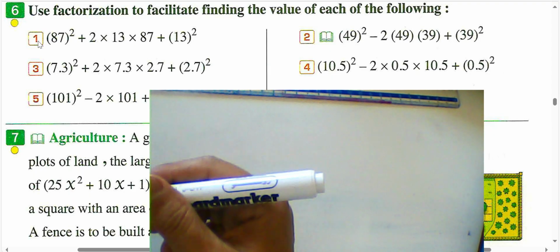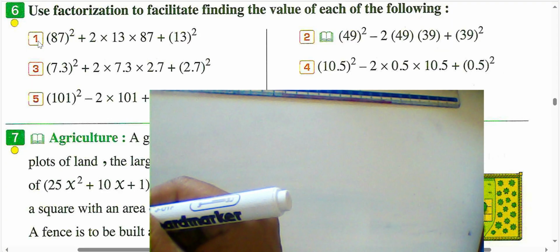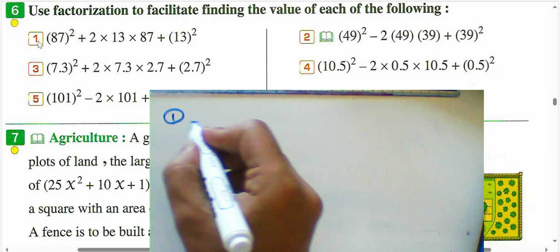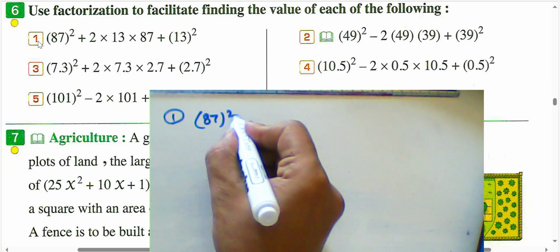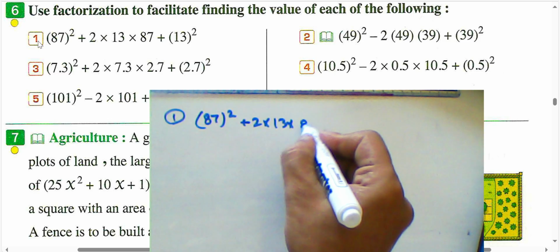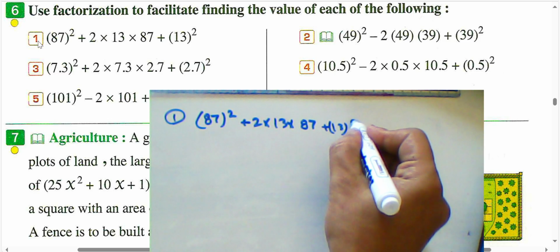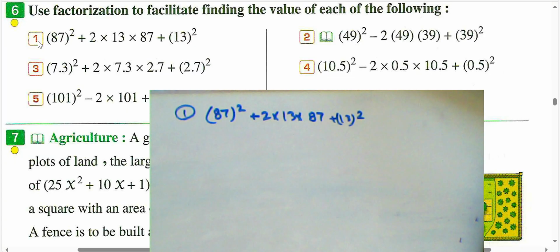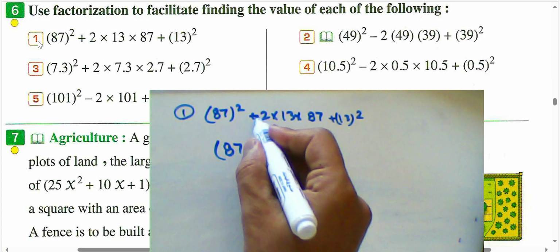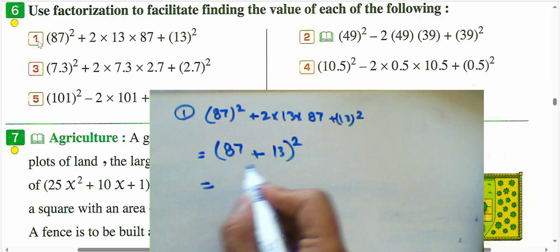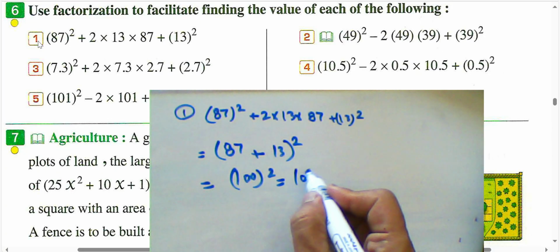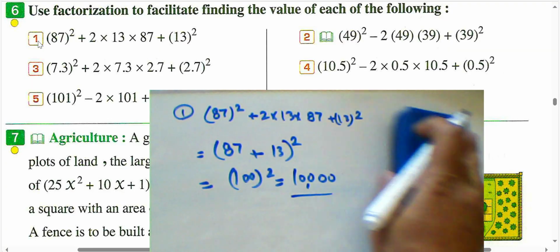Question number 6. Use factorization to calculate, finding the value of each of the following. Number 1: 87 power 2 plus 2 product by 13 product by 87 plus 13 power 2. We can write square root of the first, square root of the third, and the sign of the middle, and then power up. We can add together, it will be 100. 100 power 2 is 100 times itself, it will be 10,000.